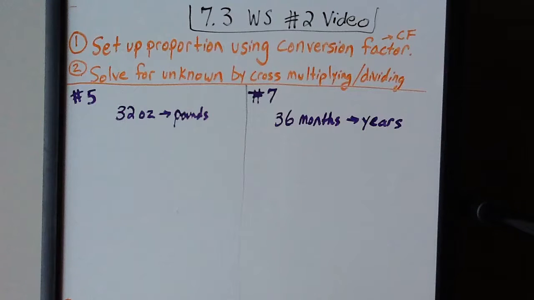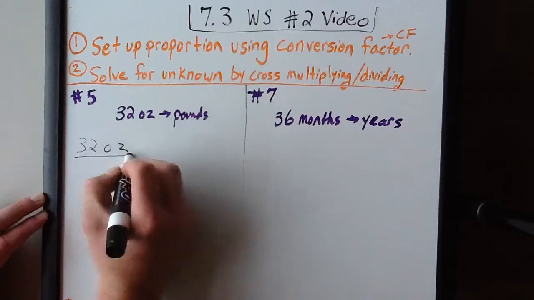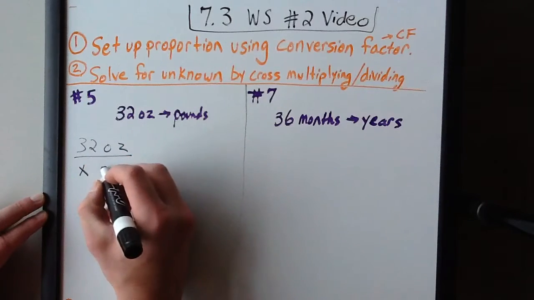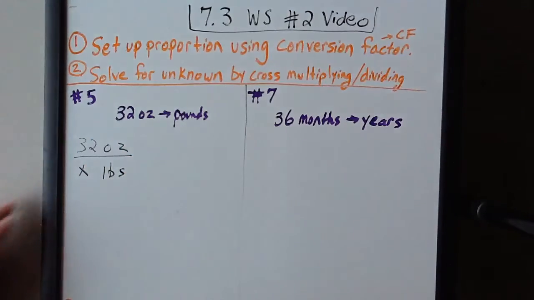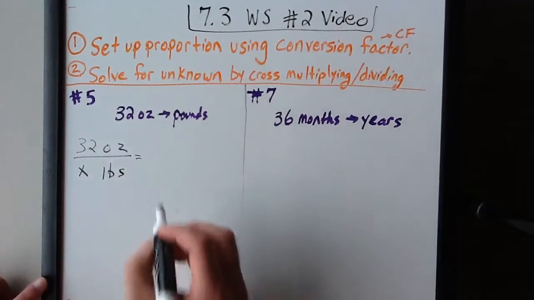So number 5, we want to convert 32 ounces to pounds. So I'm going to write a ratio of ounces to pounds. I'll put 32 ounces up top on my ratio, and then some number of pounds, LBS, the abbreviation for pounds. I'm going to set this equal to the conversion factor.